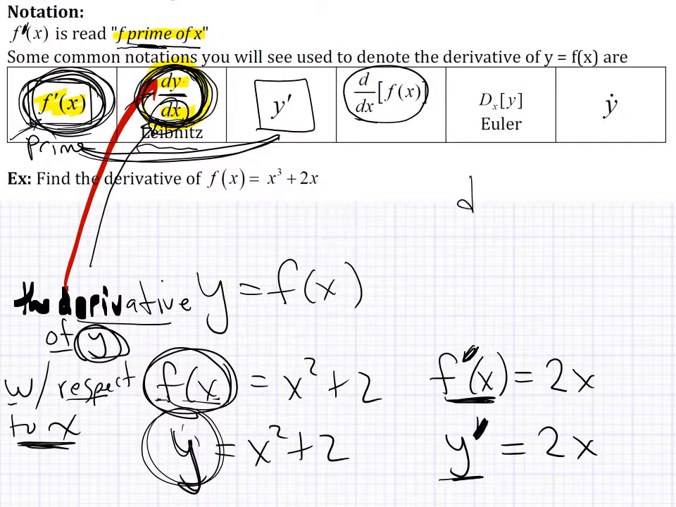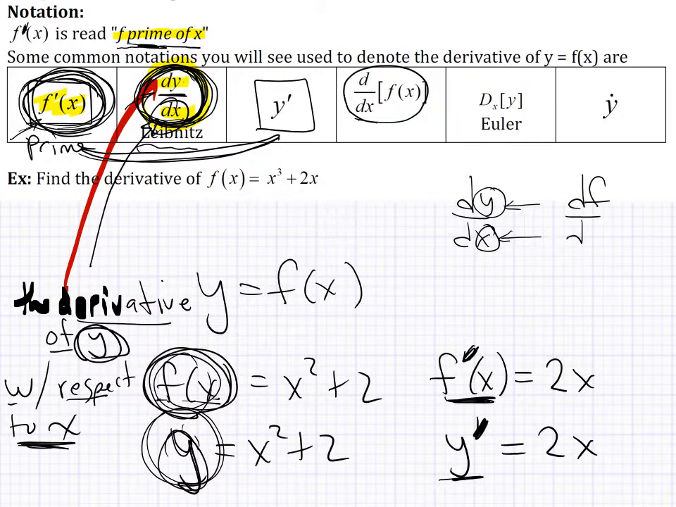So dy dx, which is Leibniz notation, is read the derivative of y with respect to x. This variable is the variable you're taking the derivative of. This is what you're taking the derivative with respect to. And that could change. Let's say we had f notation instead of y notation. Well, I could say let's take the derivative of f with respect to x. And that's exactly what this is.